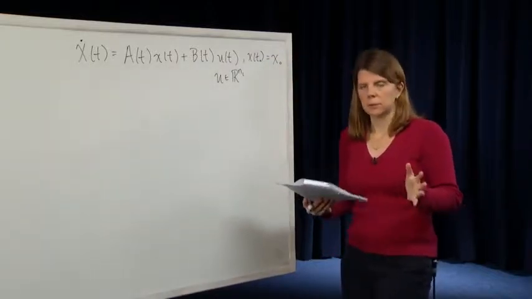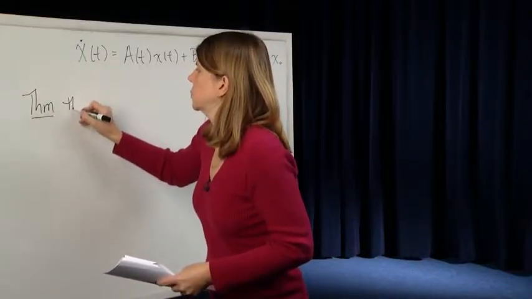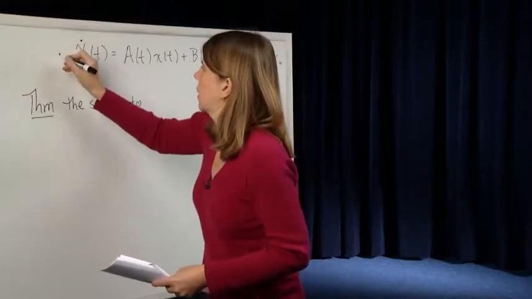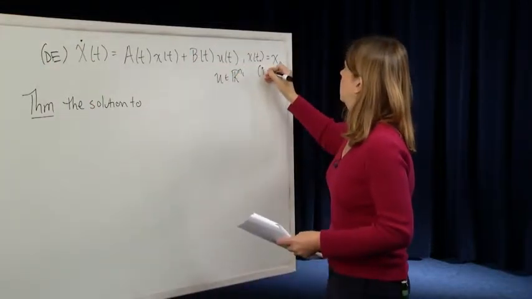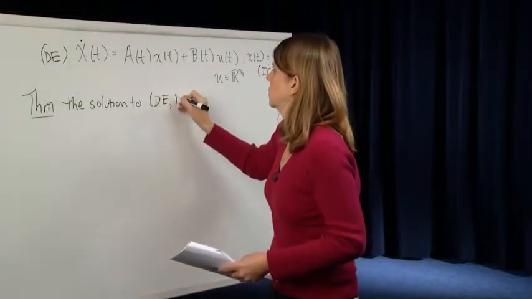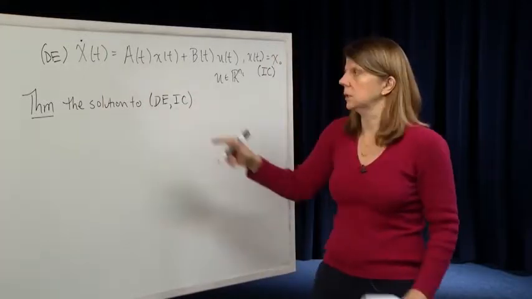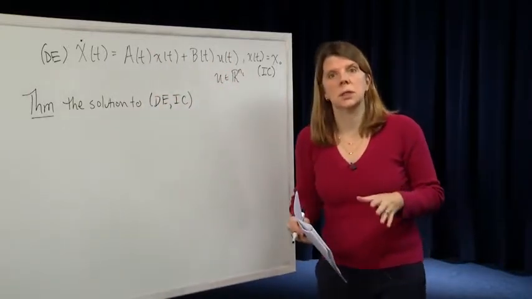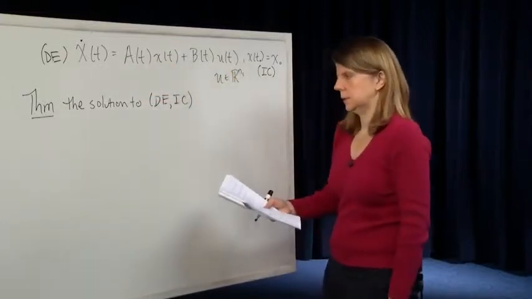So our claim, or the theorem, is that the solution to this is our differential equation. I'm just going to call it DE for differential equation, and we'll call the initial condition IC. So the solution to that differential equation, initial condition pair, again, there's only one solution for a given initial condition because the right-hand side of the differential equation satisfies the conditions of the existence and uniqueness theorem. It's Lipschitz continuous in x and piecewise continuous in time.